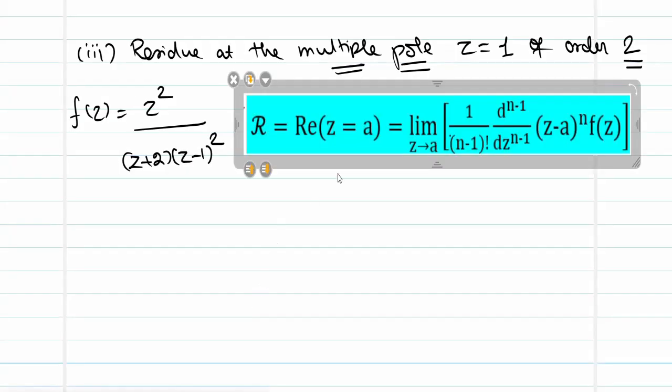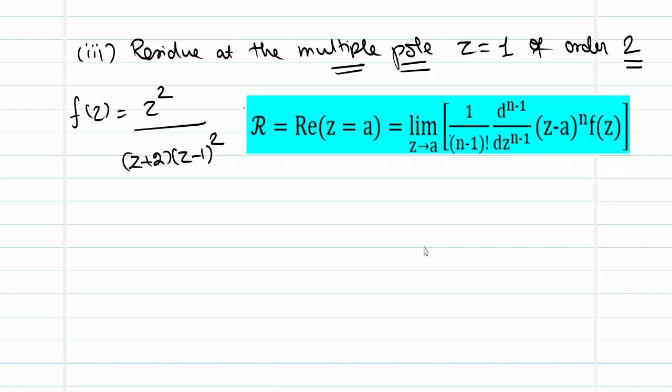The formula says residue is given by limit z tending to a, 1 by (n minus 1) factorial, d power n minus 1 by dz power n minus 1, of (z minus a) power n into f of z. Now what is required? We want residue at z is equal to 1. My n is equal to 2. So this is going to be limit z tending to a, which is going to be 1.